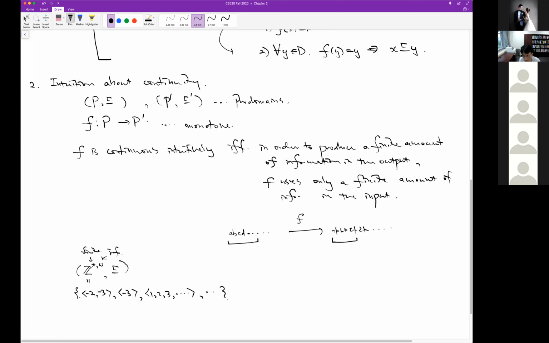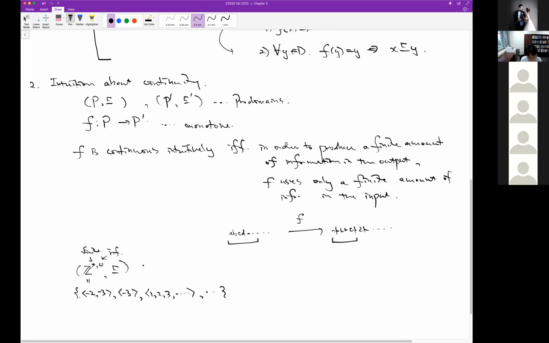f can be a constant function. That's not a problem. By less than, I mean less than or equal. So a constant function is automatically monotone. A constant function is a monotone function.